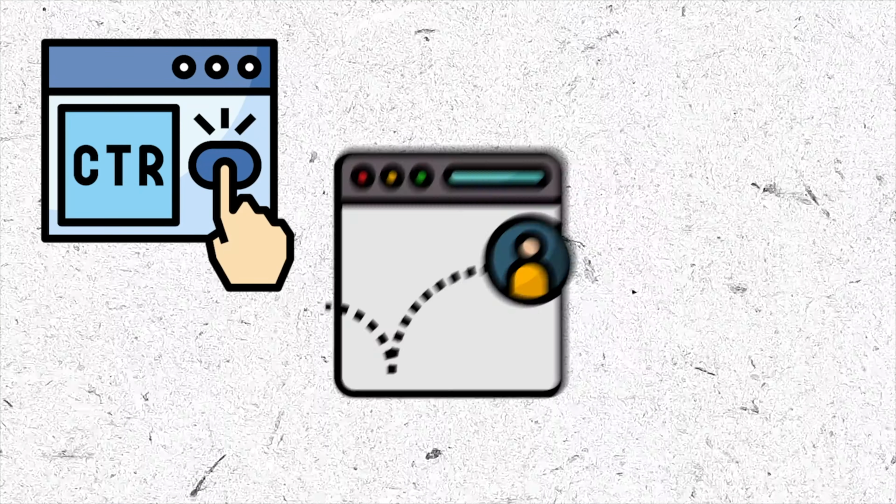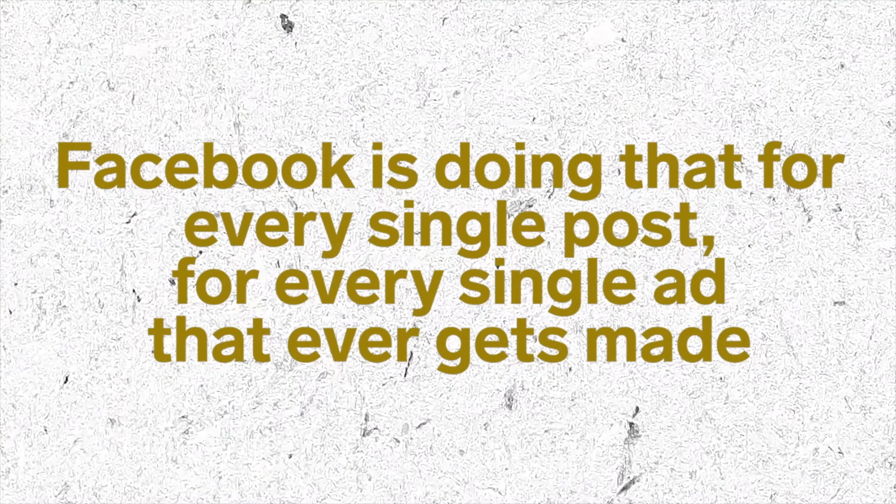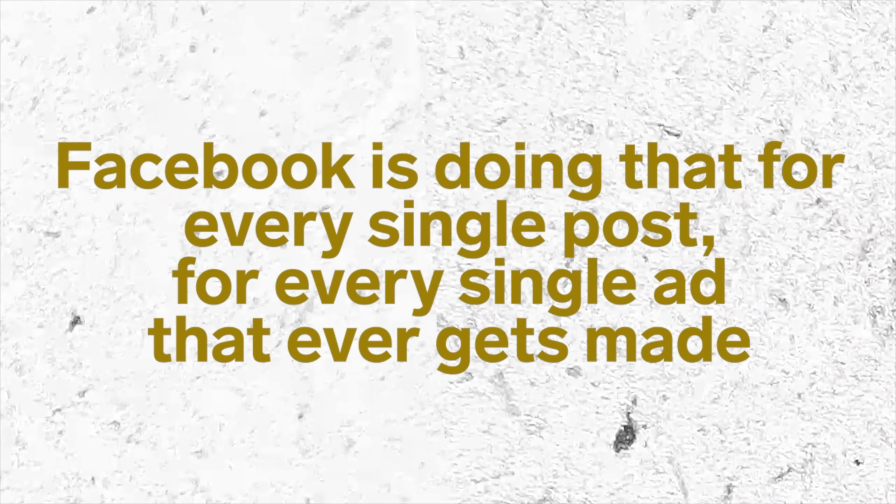Now, what Facebook is doing when they make this web page is they are measuring the click-through rate, the bounce rate, the stickiness, the engagement rate, how likely people are to positively experience it, and ultimately every downstream metric that you might use on CRO for your own web page and customer journey. Facebook is doing that for every single post, for every single ad that ever gets made, whether it's an organic post or not. And you have to remember, the Facebook news feed is really just a collection of these posts.